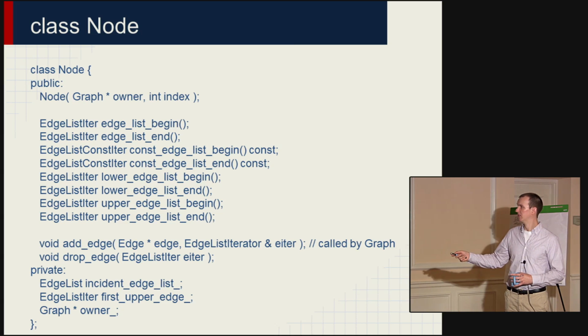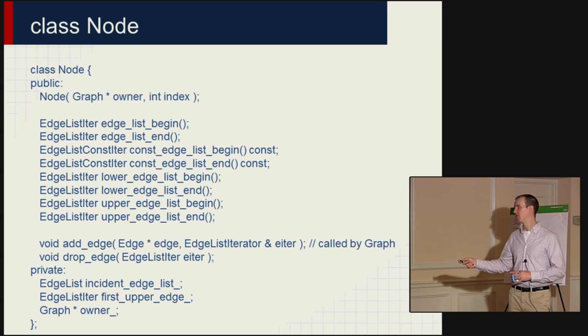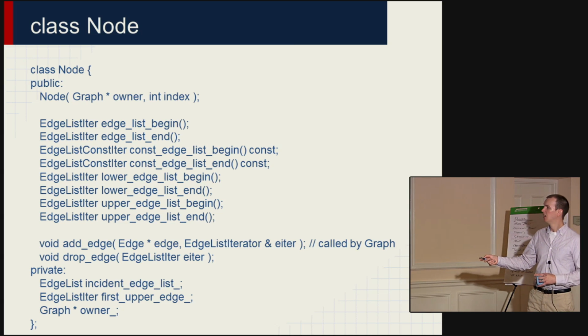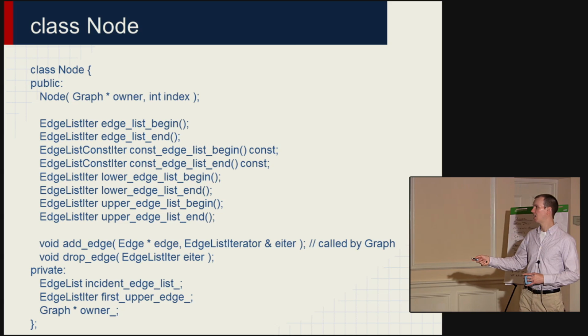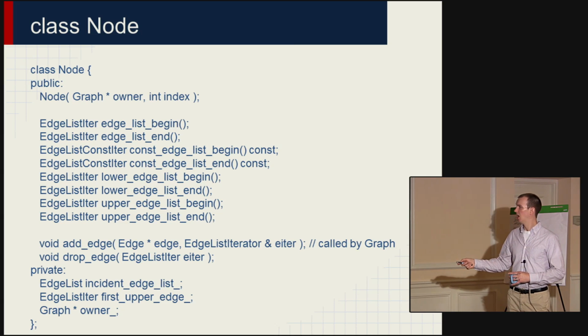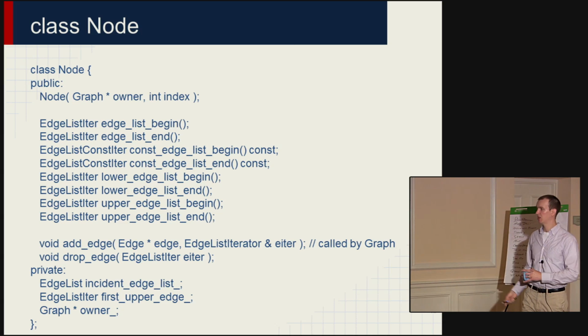And so when the node gets constructed, the graph gives it a pointer to itself, and it tells it its index. I guess I'm not giving all the private data here. Each node also knows its own index. And then you can ask for a number of different things. For instance, you can ask for the edge list begin and edge list end. You can ask for the const edge list begin and the const edge list end. This is what you would have to use if you had access to a constant node instead of a non-constant node. You can ask for iterators to the beginning and ending of the edge list representing the lower vertices, or edges to lower vertices, and you can ask for the range of iterators to the upper vertices.